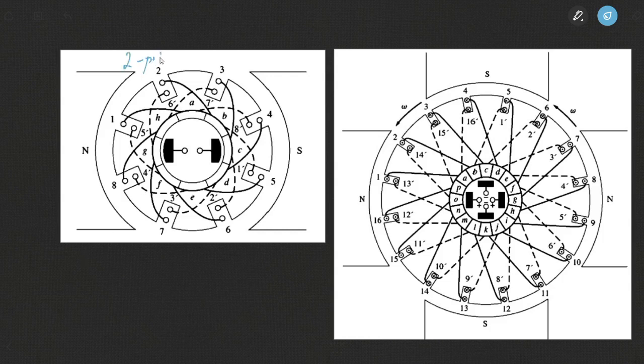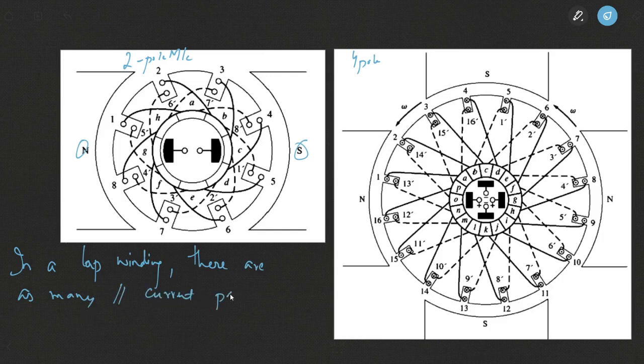This is a two-pole DC machine construction, and this is a four-pole DC machine construction. So there's north and south. Here we have north, south, north, south. So I made the statement that in a lap winding there are as many parallel current paths as are the number of poles.